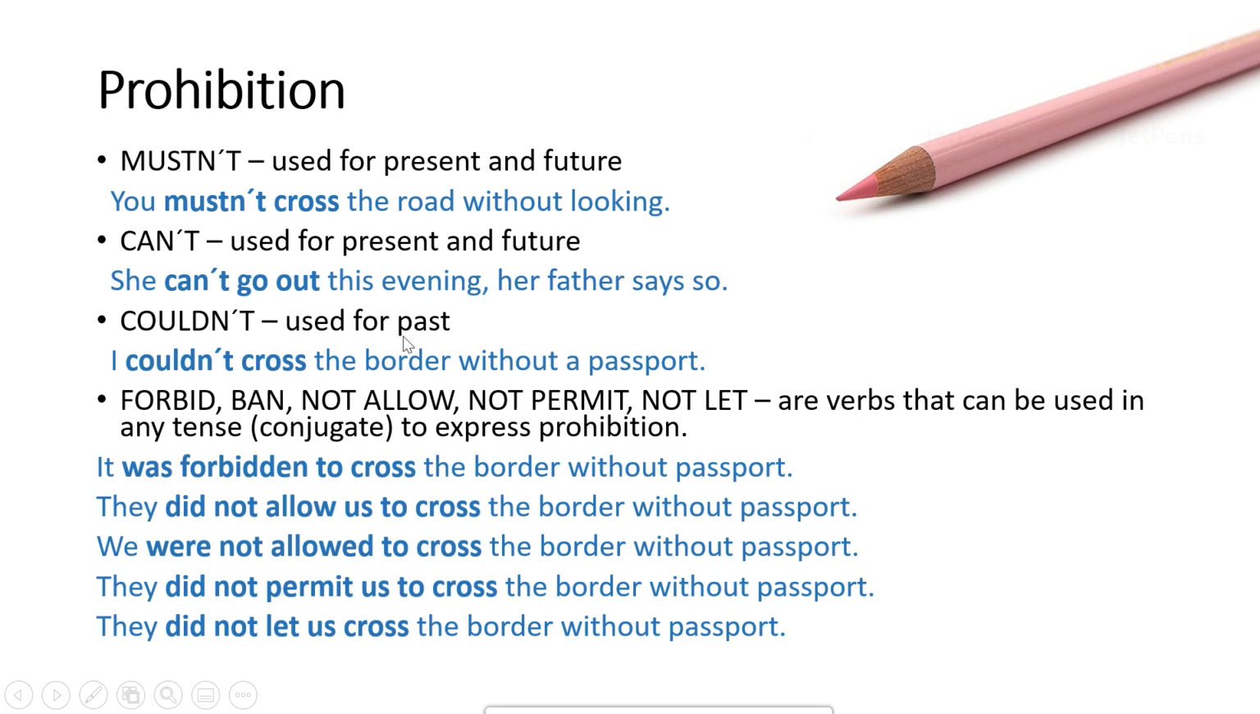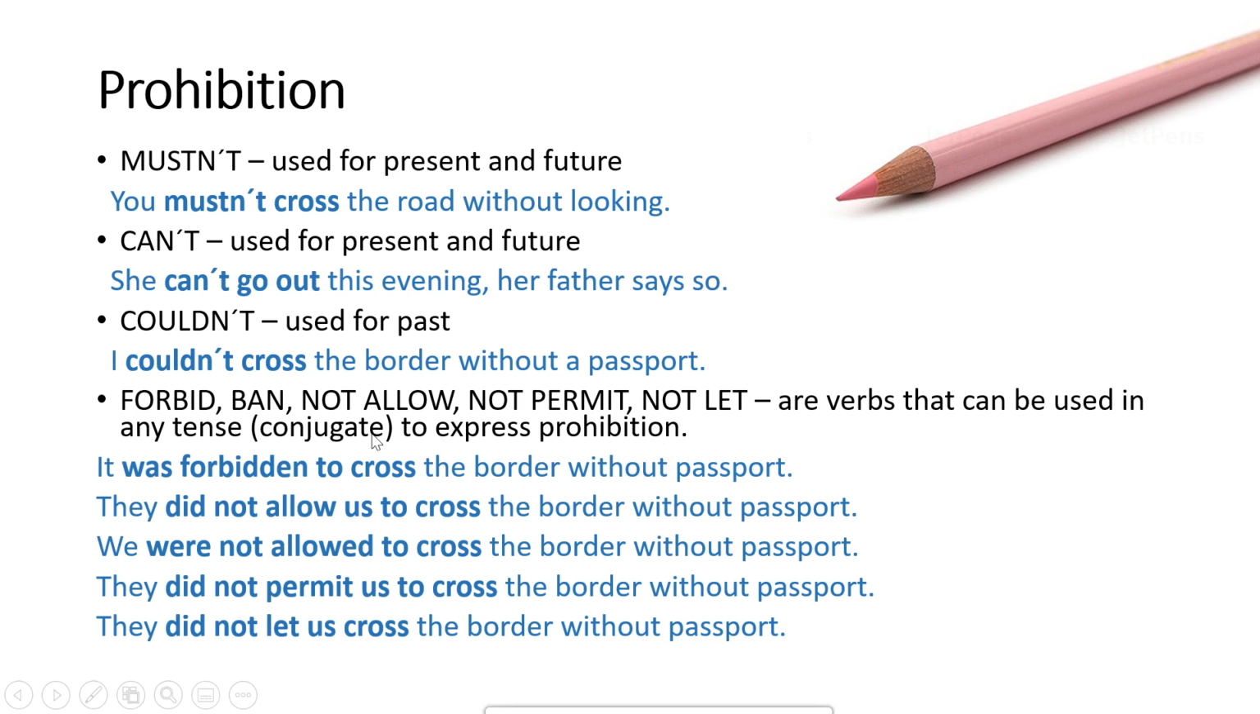Okay? And because all these three are modals and can only be used for present or future, or in the case of couldn't for past, they are not very flexible. If we need to use other tenses like, I don't know, future with will, or present perfect, past perfect, or any other tense for the matter, we can use other verbs. Yeah, and we have here a list of verbs: forbid, ban, not allow, not permit, not let. These are verbs that express prohibition.